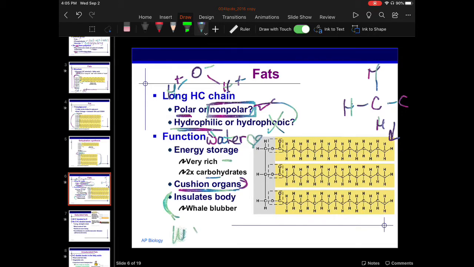It also tends to be waterproof. If you think of things like ducks, they have a waterproof covering on some of their feathers, and it is made of fat, and it repels water because it is hydrophobic. Anything that repels water is going to be waterproof and can form a waterproof coating.